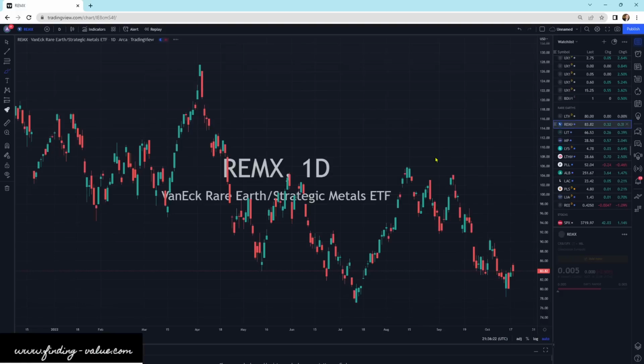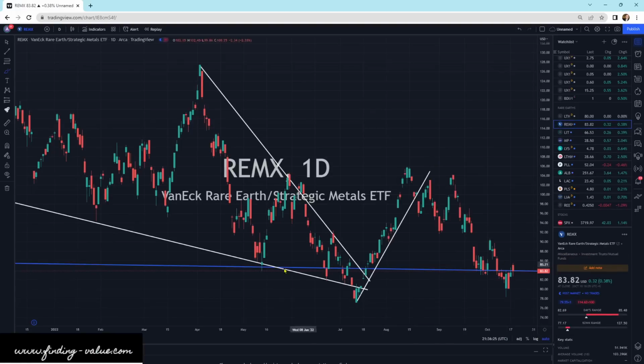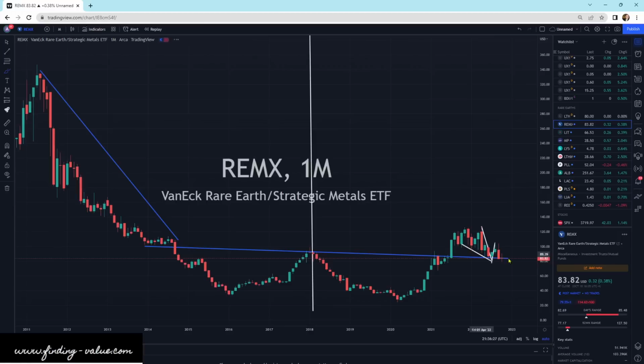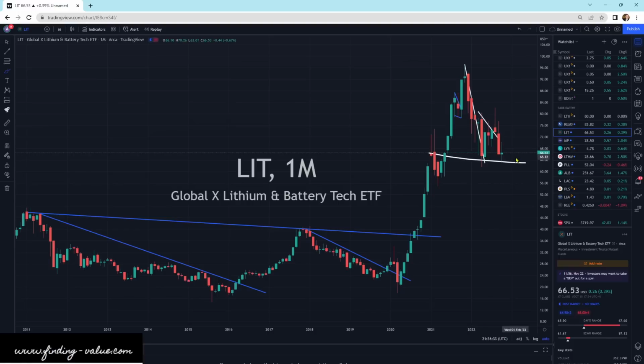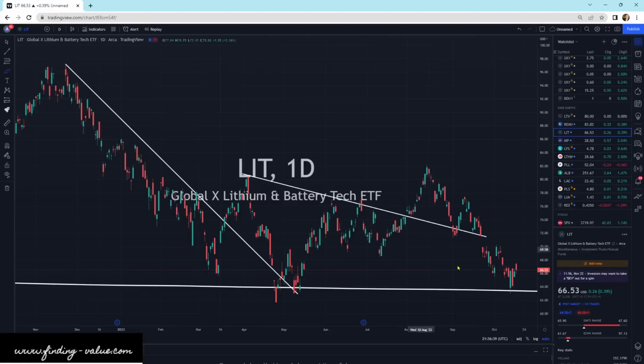Looking at rare earths, they're still at support. It's that long-term support level that we're at. So that's still looking all right. Lithium is also at support. We do have some selling pressure up here. I know that the price of lithium's been doing pretty well, so we'll see if the global lithium battery ETF follows suit.